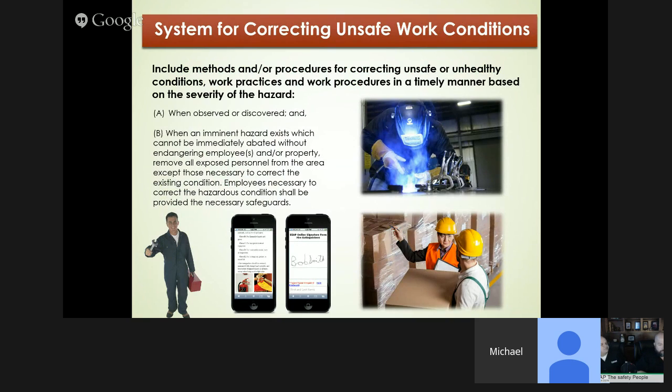Next, we talked about a system for doing the inspections to identify those hazards. Now we need to have a system to correct those hazards. So include methods and procedures for correcting unsafe or unhealthy conditions, work practices, and work procedures in a timely manner based on the severity of the hazard. So, a system for correcting unsafe work conditions. You've got to be able to have a system for doing that.